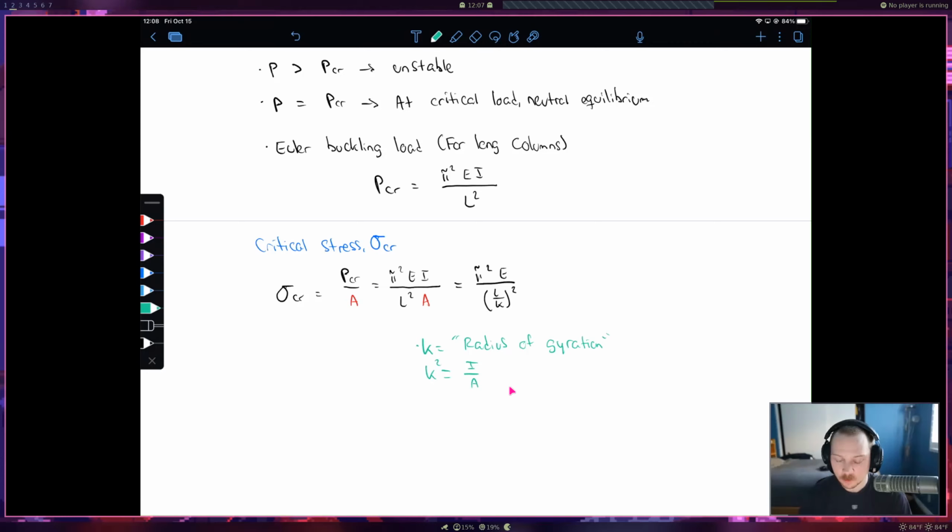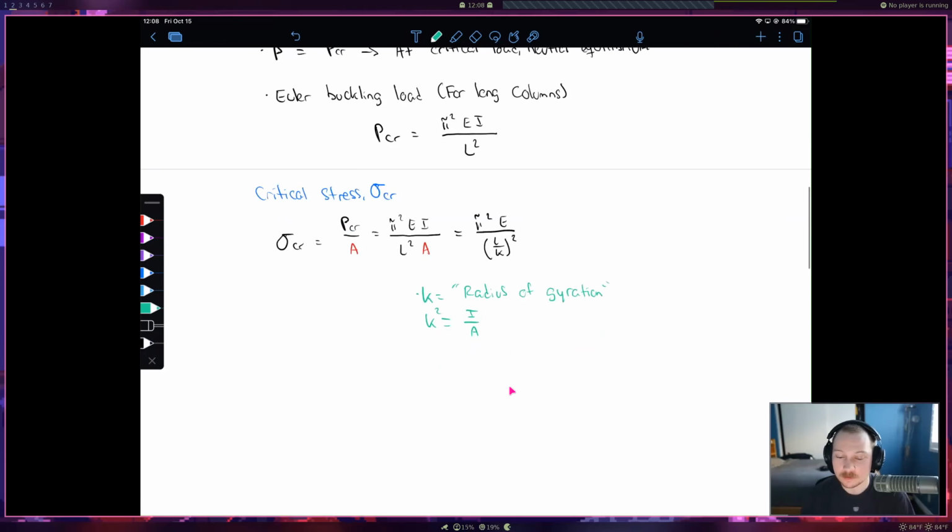Okay, so again, k squared is I divided by A, the moment of inertia divided by the cross-sectional area. So it's a geometric property. And then L divided by k, that is, again, a geometric property because we have the length, we have the moment of inertia, and the area. And that's called the slenderness ratio. And we're going to use that to basically define if we have a short column, intermediate, or a long column.